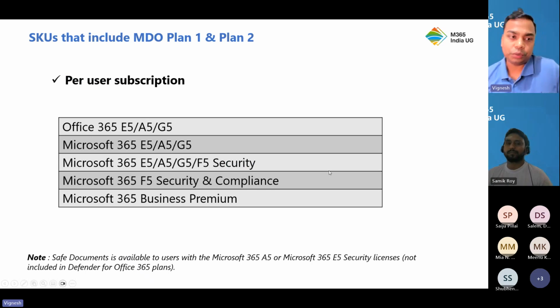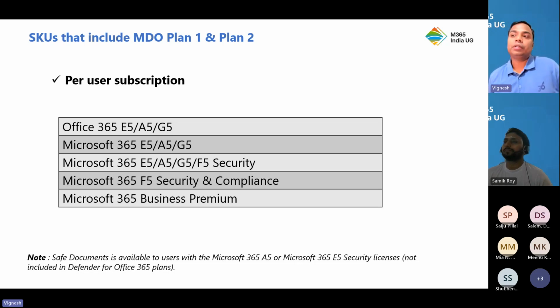So speaking about SKUs, now this is the $1,000,000 question, right? What are the SKUs that include MDO Plan 1 and Plan 2? First of all, for the Microsoft Defender stuff, it is a per user subscription, meaning every single user should be licensed for it.